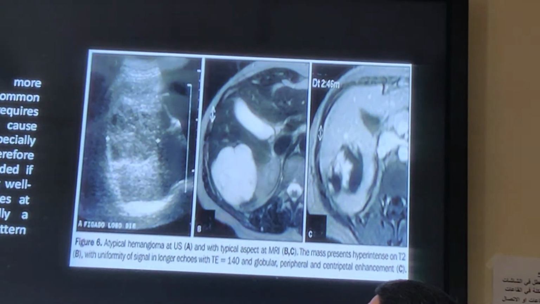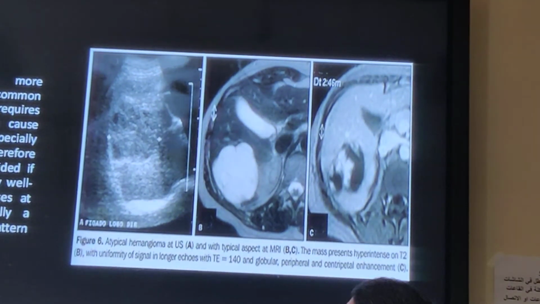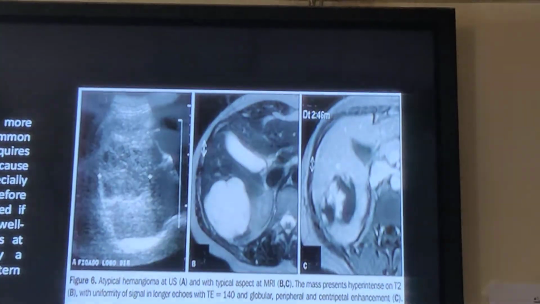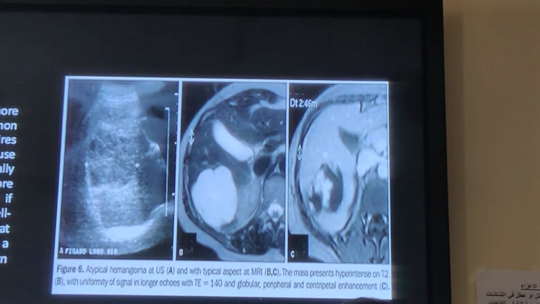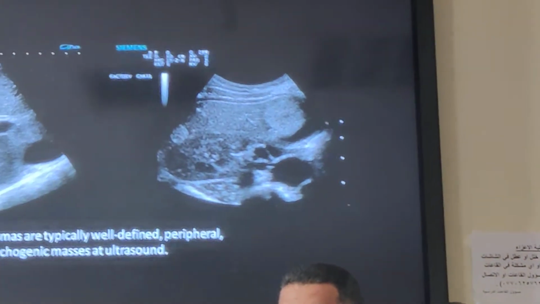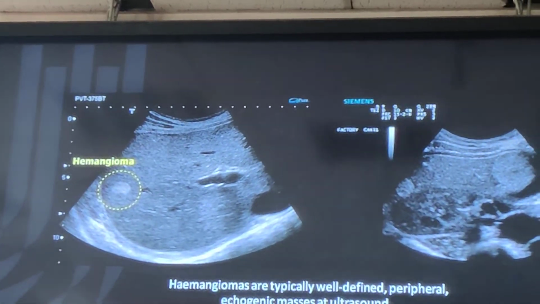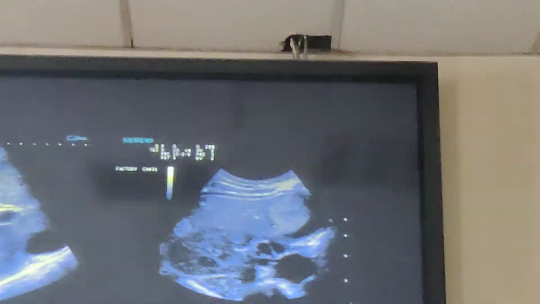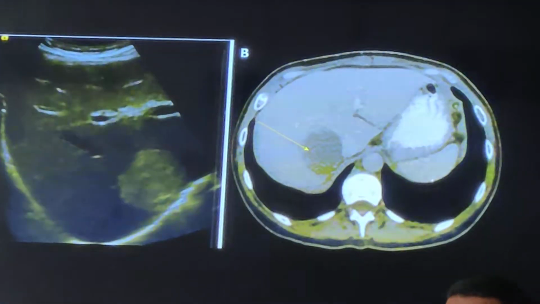This is the ultrasound, this is the MRI, okay? هذا MRI وهذا الالتراساوند. Okay, this is the hemangioma. Hemangioma characterized by typical enhancing, يعني من نعطي enhancement يصير عندنا peripheral وبعدين يصير centripetal يتجه للcenter of the lesion of the hemangioma. نسميه typical or characteristic enhancement of the hemangioma.